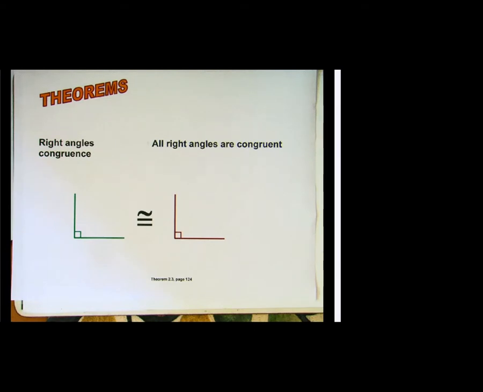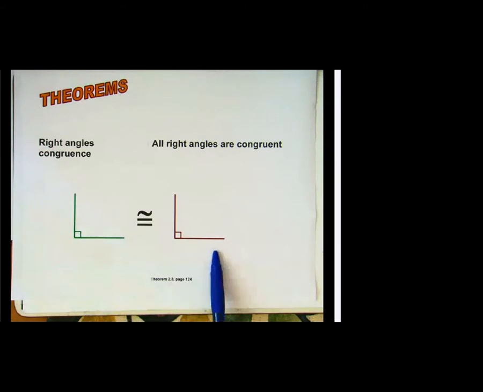A reminder, a postulate or axiom is something that we accept without proving, not that it can't be proven, but that we're not going to prove it. A theorem is something that we do prove. I'm not going to write down the proof, but as you're looking at it, I'll just talk you through it. So if we're given that this is a green right angle and a red right angle, we can say this right angle is equal to 90 degrees because that's the definition of a right angle.